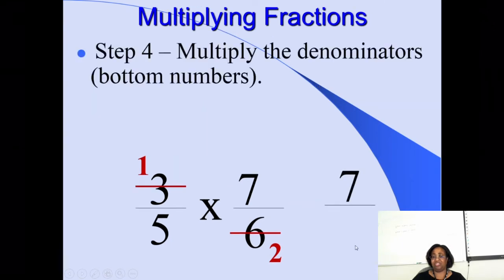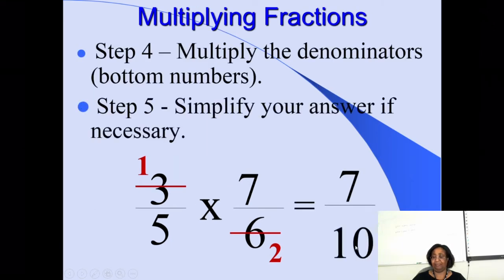Now, you still need to check that 7/10 is reduced as low as it can go. Is there a number that will go into both 7 and 10 evenly? Only one, so that means I'm done. Only one will work, and that means that this is as low as it can go.